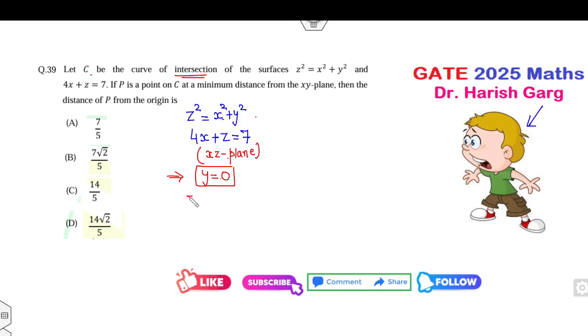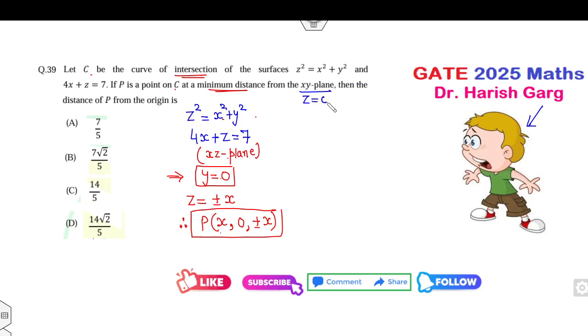When y is equal to 0, the value of z will be plus minus x. So what are the points? x will be x, y will be 0, z will be plus minus x. Fine. This is the curve C, and this is the point P, any point P. If P is the point on C which is at the minimum distance from the xy plane, then the distance of the point P from the origin.